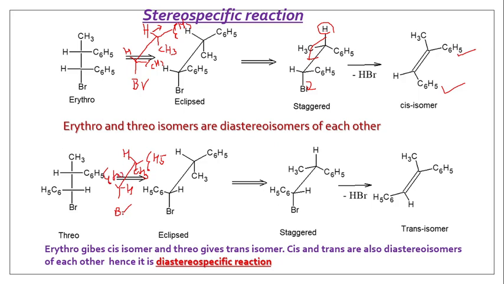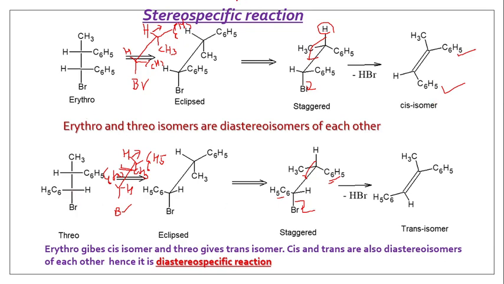Now what we are going to do, we have to bring Br and hydrogen into anti-periplanar conformation. This is the favorable or preferred conformation. So we can rotate it through a 45-degree angle. So hydrogen comes over here, CH3 goes over here and C6H5 comes over here. Now here C6H5, hydrogen and Br are staggered with respect to each other. So that's why there will be an elimination reaction and it will result in the trans product. So the stereochemistry of the reactant decides the stereochemistry of the product. That means erythro gives the cis product and threo gives the trans product.